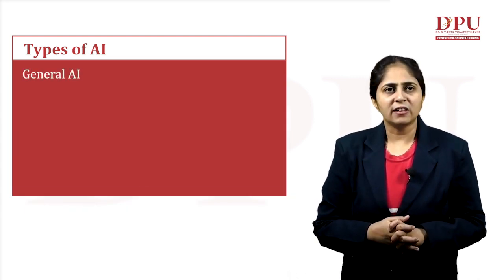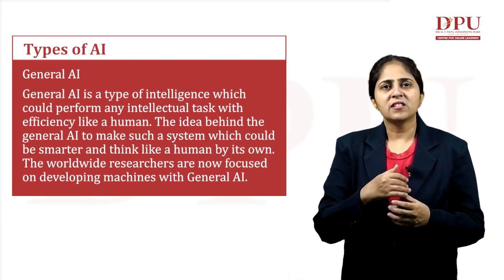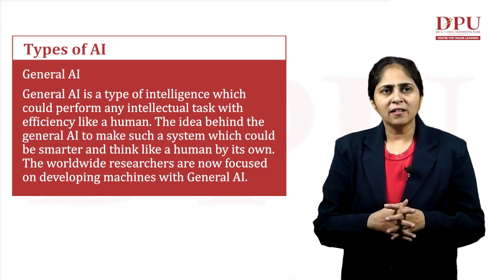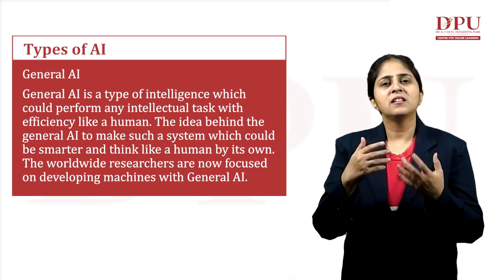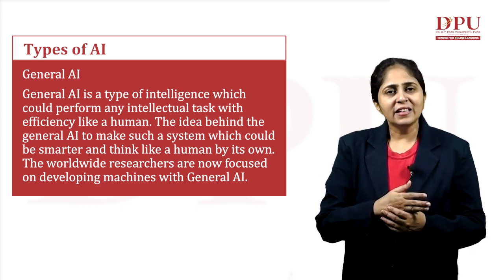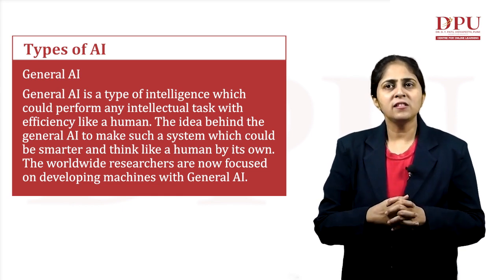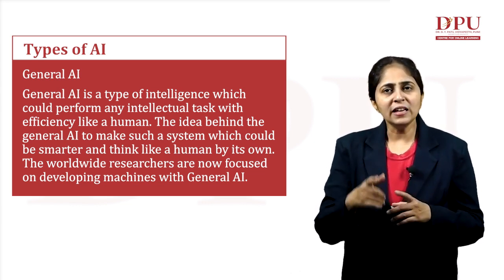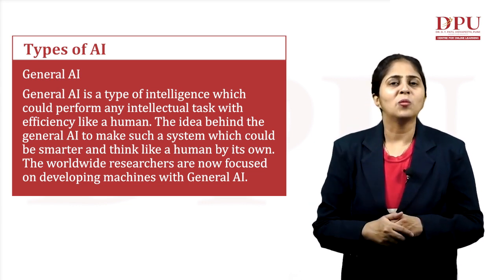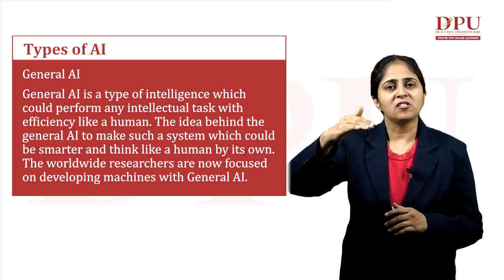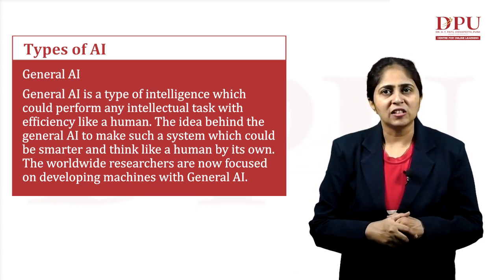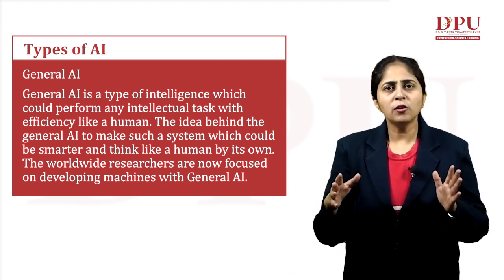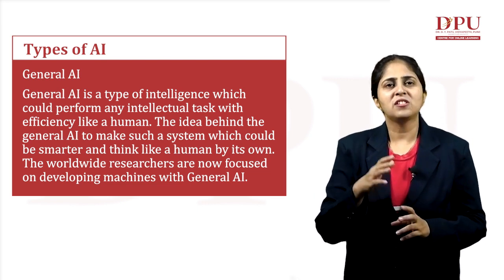The second one is general AI. General AI is a type of intelligence which could perform any intellectual task with efficiency like a human. The idea behind general artificial intelligence is to make a system which could be smarter and which can think like a human on its own. This is the next stage of building intelligent machines, the general AI. Researchers worldwide are now focused on developing machines with general AI.